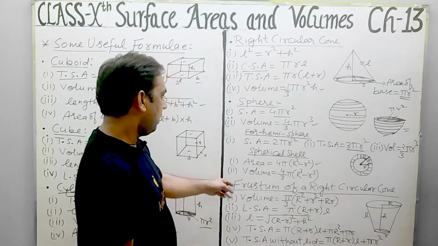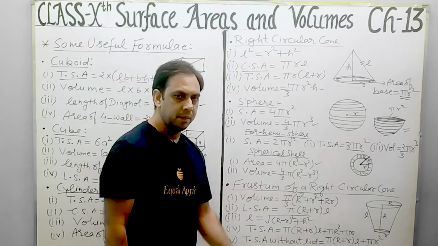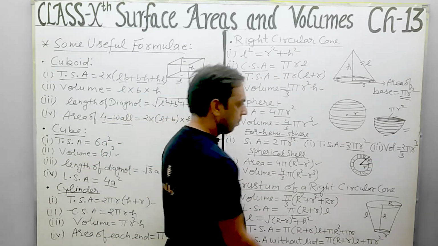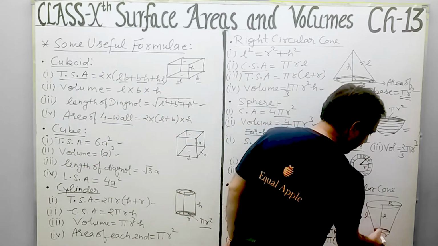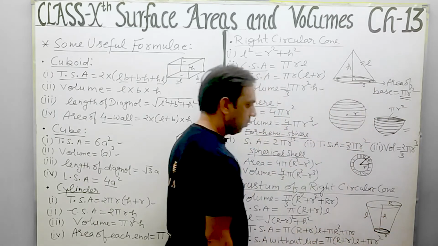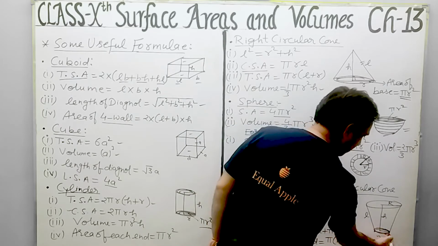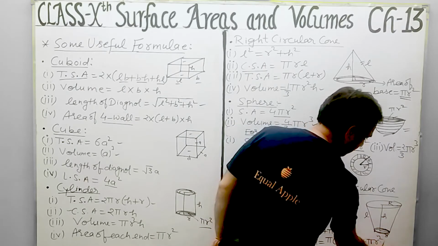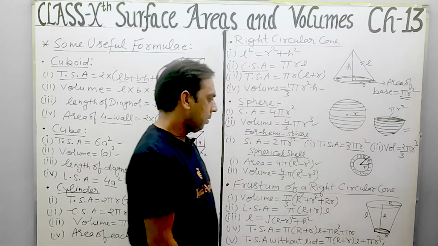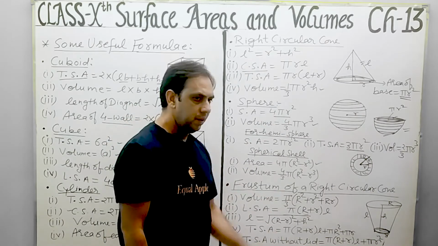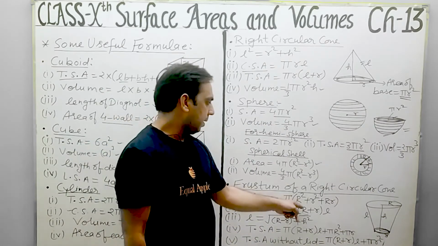Now, we come to the last one, that is the frustum. A frustum is a kind of bucket shape or glass shape. You can see, if we cut the cone from the top side, we will get a frustum. So the volume of the frustum will be pi by 3, where capital R.